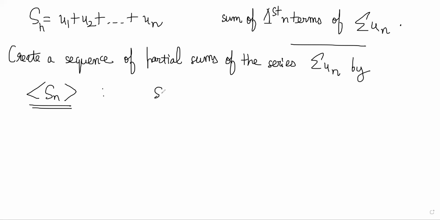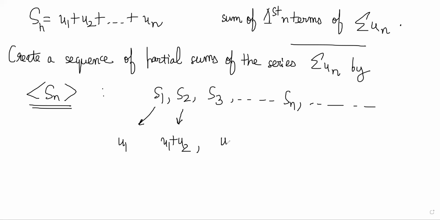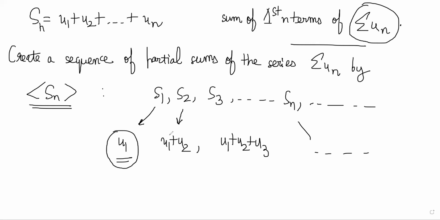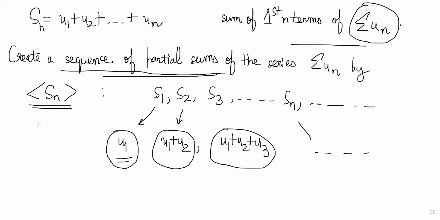So what does this mean? This means S1, S2, S3, Sn, and so on, right? So what is S1 actually? S1 is just u1. S2 is u1 plus u2. S3 is u1 plus u2 plus u3, and so on. So these are partial sums of this series, right? This is sum to first term, this is sum to second term, this is sum to third term, sum to nth term, and so on. So from an infinite series, you can create a sequence of partial sums. This is a sequence, right?